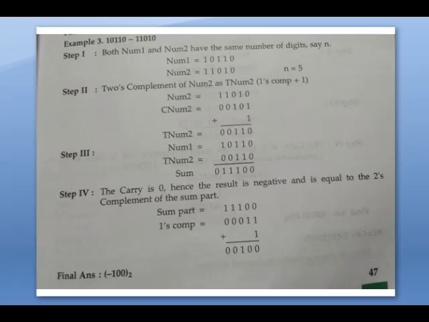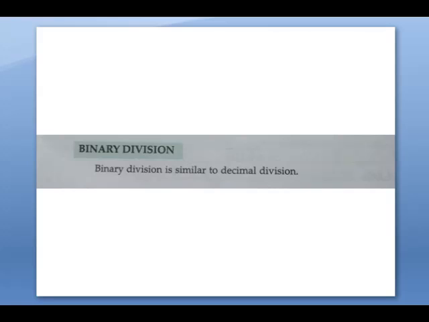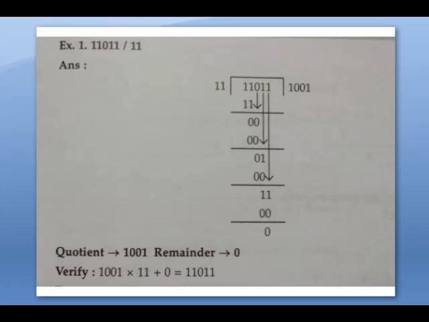Now we are going to see the binary division. This binary division is the same as the decimal division that we do in arithmetic operations, mathematical operations. So here we are going to see the first one, that is, we are going to divide the number 11011 by 11. So 1 times it is 11.